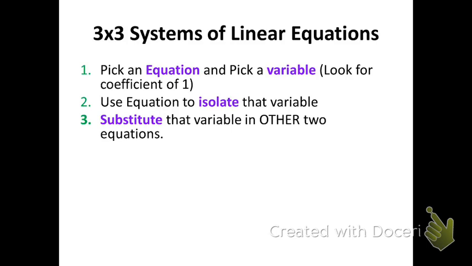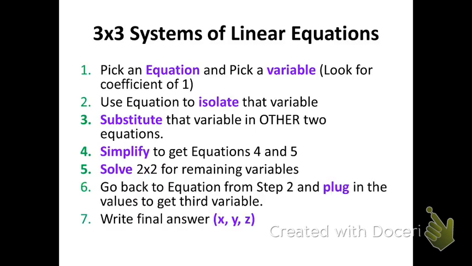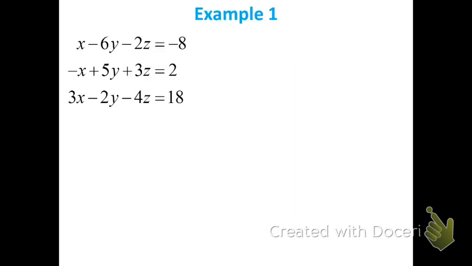All right, the first thing that you are always going to do is pick an equation and pick a variable. That's the first step. There are variables that are easier to pick than others. You want to isolate a variable, so you want to look for one that has a coefficient of 1 so that you're limiting the amount of work you have to do.